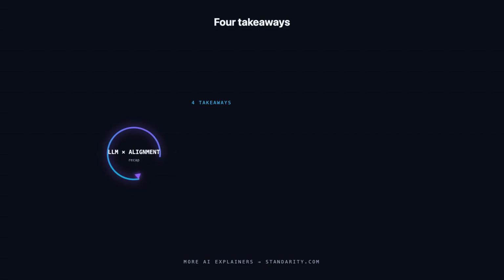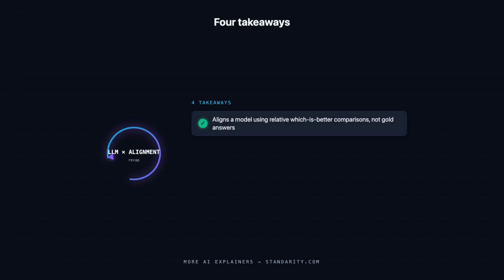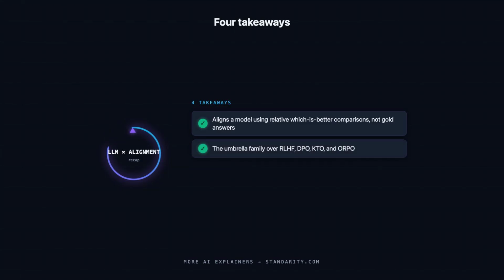Alright, let's lock in what matters. Preference tuning is the family of methods that align a model from comparisons of which output people prefer, rather than one gold answer per prompt. It's easier and richer than supervised tuning, because people can reliably say which of two responses is better even when there's no single correct one.